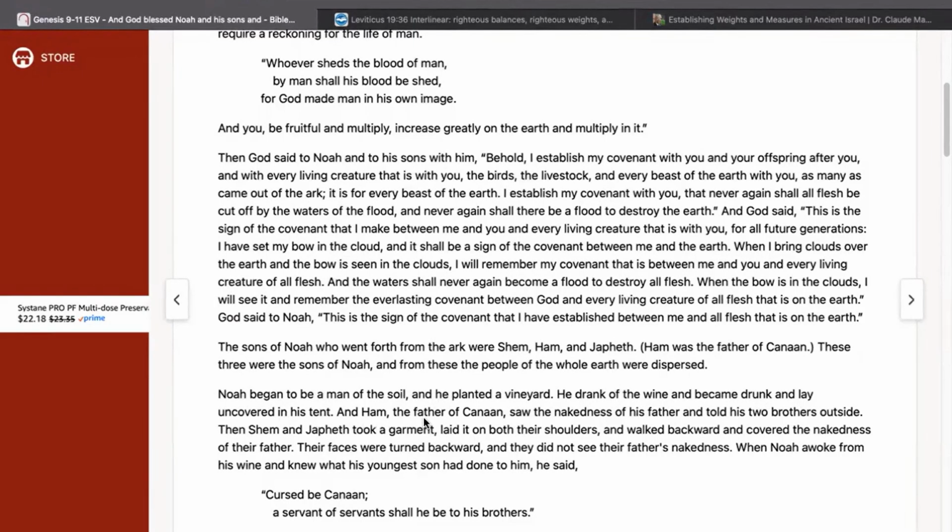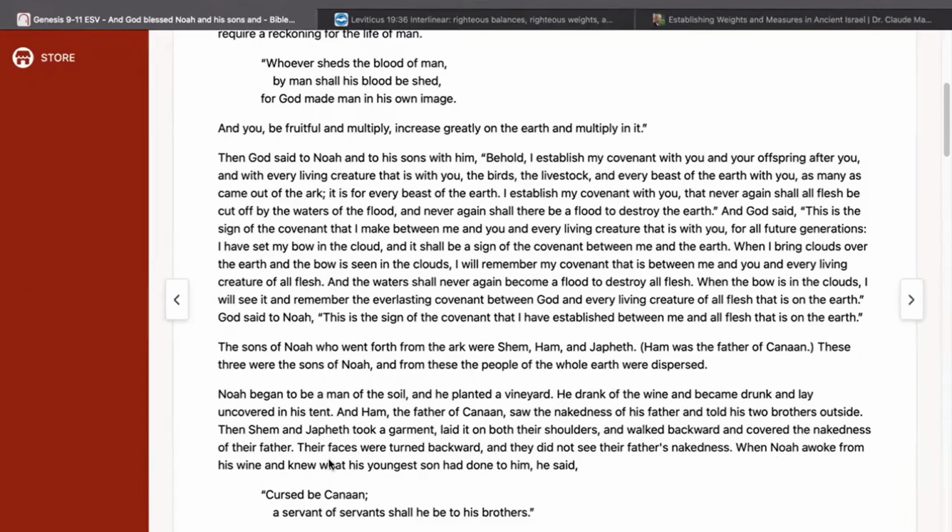And Ham, the father of Canaan, saw the nakedness of his father, and told his two brothers outside. Then Shem and Japheth took a garment, laid it on both their shoulders, and walked backwards, and covered the nakedness of their father. Their faces were turned backward, and they did not see their father's nakedness.